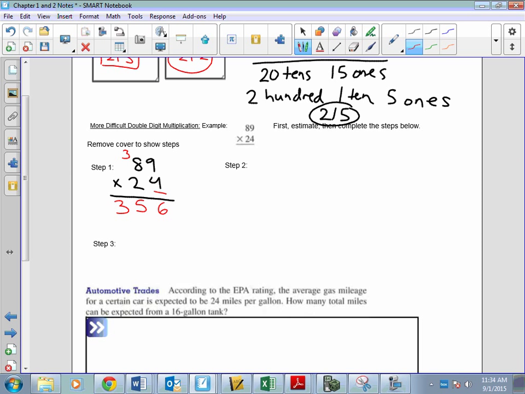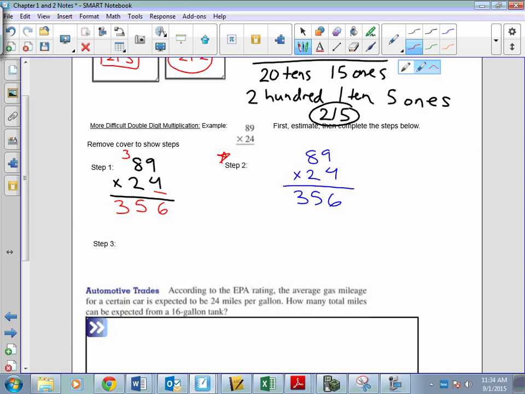Now I'm going to multiply by the 2, but that 2 is not a 1. It's in the tens place, so that's why we would always put a 0 down here. So this is really step 2 we're doing now. Now we're going to do the 2. It looks like here 89 times 24. So far we have 356.